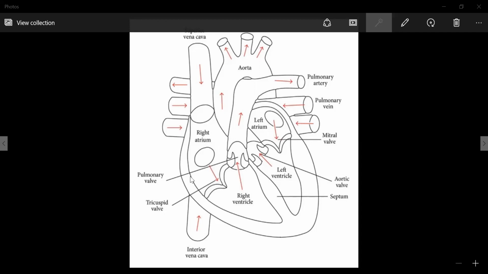How are they important? They avoid the backflow of the blood. Once the blood has come here, it does not allow it to go back. It just allows it to go in the right direction, wherever it is supposed to go. So it is in such a form that it does not allow the backflow of the blood from here back towards this side.